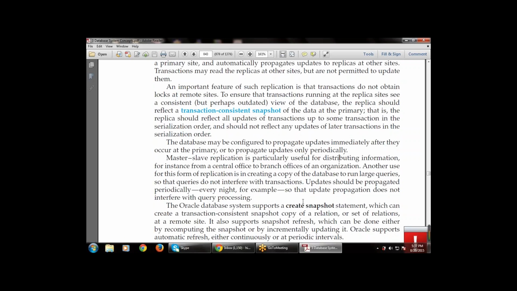Another use for this form of replication is in creating a copy of the database to run large queries. The Oracle database system supports a create snapshot statement, which can create a transaction-consistent snapshot copy of a relation or set of relations at a remote site.